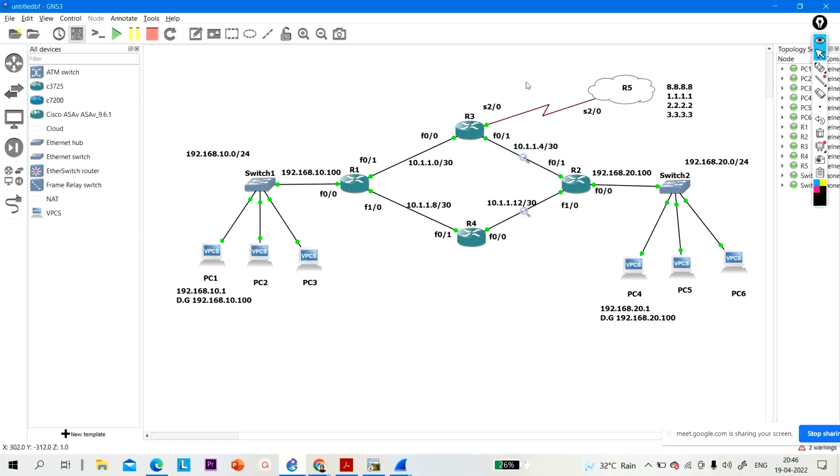3.3.3.3. Okay. Now if I ping 8.8.8.8, what will R3 do? R3 will simply drop that traffic, right? Yes. But if I configure a default route towards R5, then whenever R3 receives any traffic for 8.8.8.8, 1.1.1.1, 2.2.2.2, 3.3.3.3, or any IP address, what will R3 do? R3 will forward that traffic to R5. So first of all, guys, let me configure this loopback on R5.